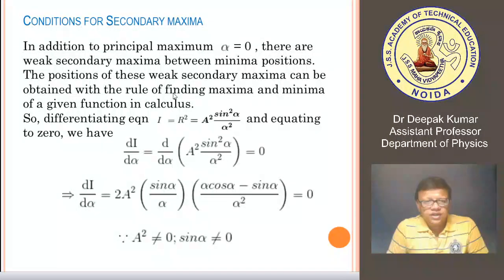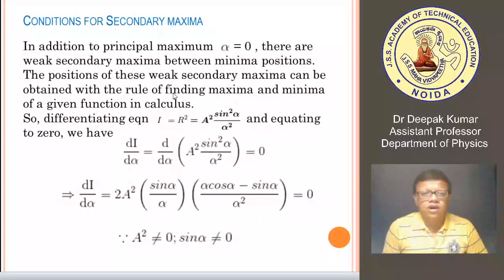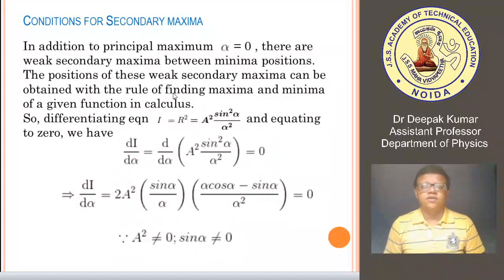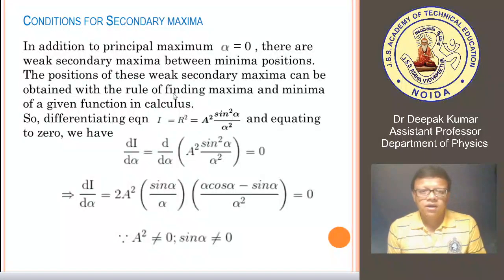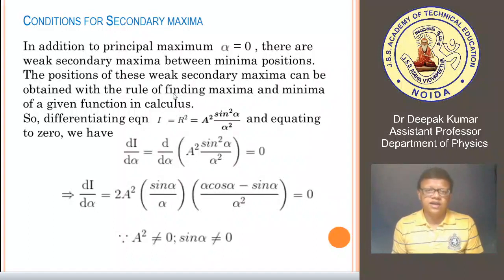So if I differentiate A square sin square alpha upon alpha square with respect to alpha, I will get an expression which is 2A square sin alpha upon alpha into (alpha cos alpha minus sin alpha) upon alpha square is equal to 0. Now this expression can be 0 if I take A equals 0 or sin alpha equals 0, but in this particular case A is the amplitude, which is not 0.